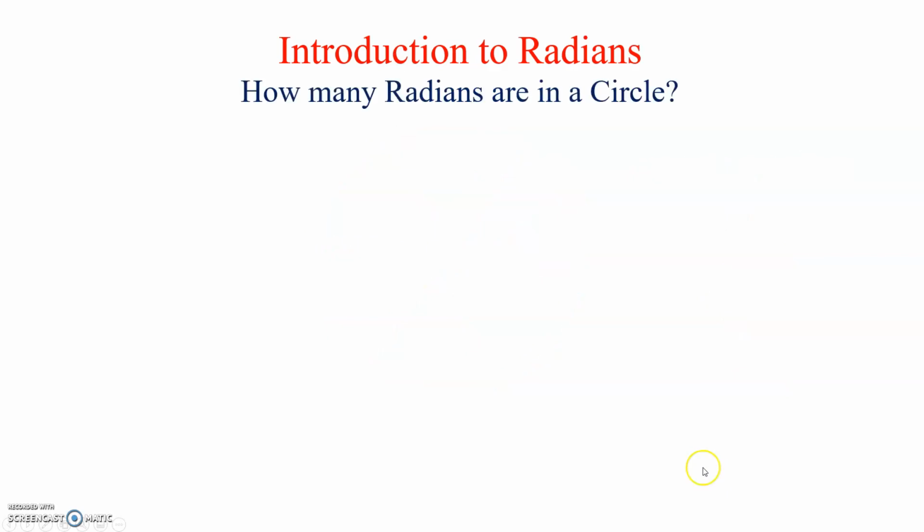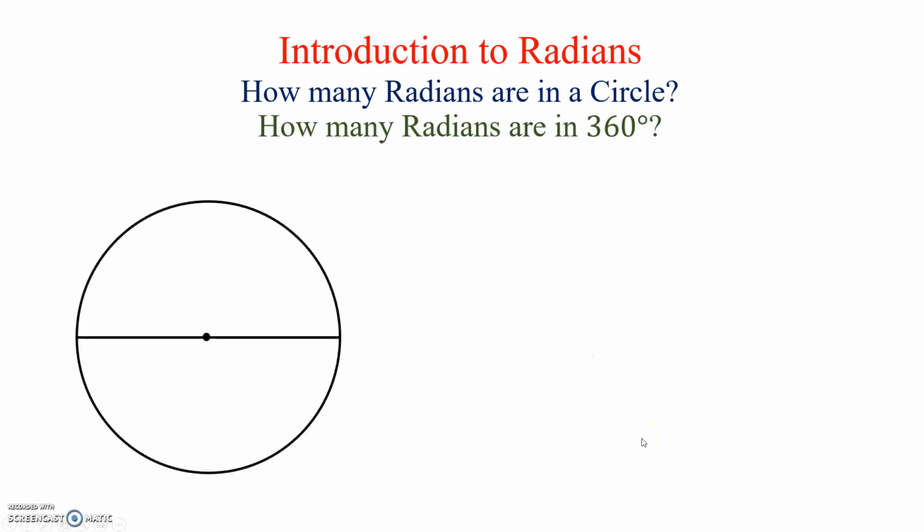So what we'll begin to do is look at how many radians there are in a circle. The same way you're able to answer how many degrees are in a circle, 360, we want to explore how many radians actually are in a circle. We can redefine this question and ask, how many radians are in 360 degrees? This will help us begin to develop a strategy for converting radians to degrees and degrees to radians.